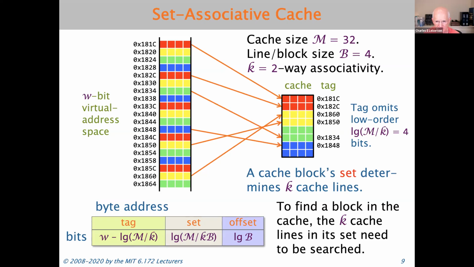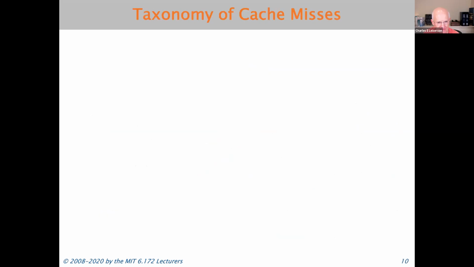Here's how the address bits break down, and you can look at this on your own. I'm not going to go through it in detail, but you should take a look at it. Any questions about set associative caching? I don't see anybody typing, so I guess I'll move on. Hopefully that's mostly review. It's going to get hard soon.